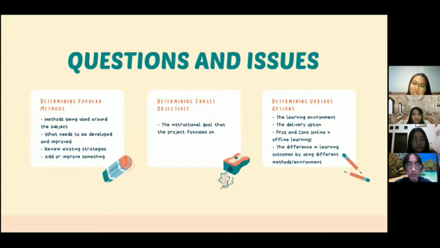We have determining popular methods, such as methods being used around the subject, what needs to be developed and improved, review existing strategies, add or improve something. We also have determining target objectives, such as the instructional goal that the project focuses on. And the last one, determining various options, such as the learning environment, the delivery option, pros and cons like online and offline learning, and the difference in learning outcomes by using different methods or environments.